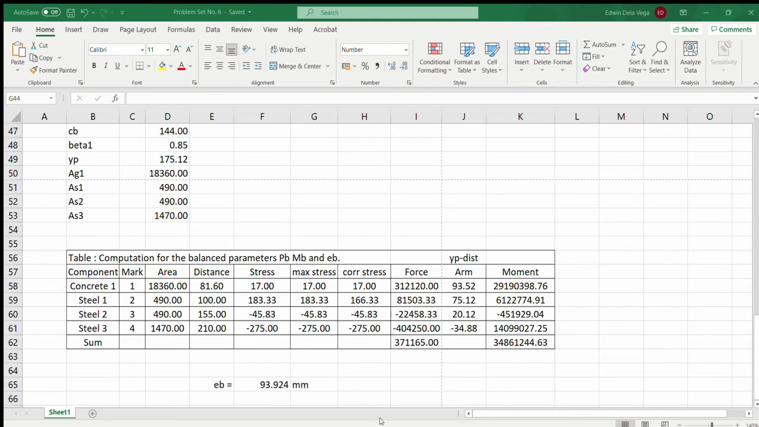Okay, so your di's here, this is d1, d2, d3, etc. If there are 10 layers, then 10. Okay, so this is the computed stress. You compute this here. And this is the maximum stress. You compare it with Fy.